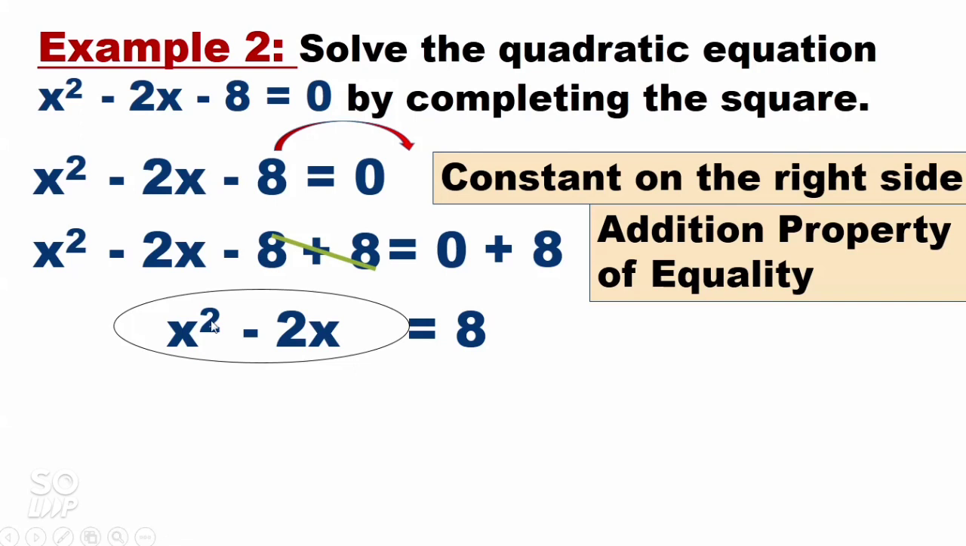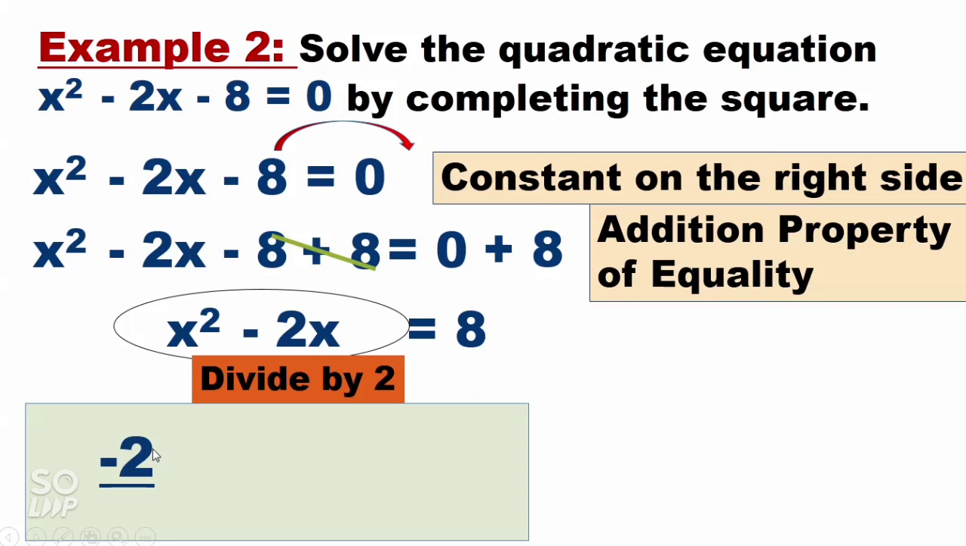Okay, so next, dito tayo mag-focus, x squared minus 2x plus, okay, so magdadagdag tayo ng another term para maging perfect square trinomial. Para madagdag natin yun, negative 2 divided by 2 equals negative 1. Then, square lang natin yan, we have negative 1 times negative 1 equals positive 1. Okay, so yun yung idadagdag natin na number sa left and the right side ng equation.